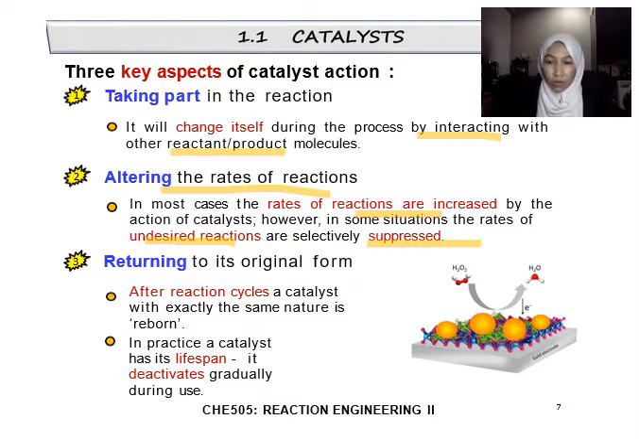And then once the reaction is almost finished, the catalyst may return to its original form, but sometimes, if the catalyst has been used over and over again, it would shorten the lifespan of the catalyst, and gradually the catalyst will be deactivated.